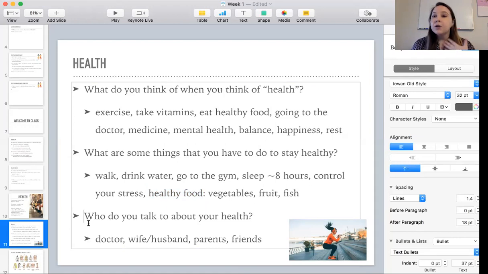And we also talked about who you use language to talk about your health with. Who do you talk to about your health? We talked about people like your doctor, your husband or your wife, maybe your parents, and your friends. So these are some of the people in your life that you're going to be using English to talk about your health with. You probably already use your first language to talk about your health with them, but you can also use English now.